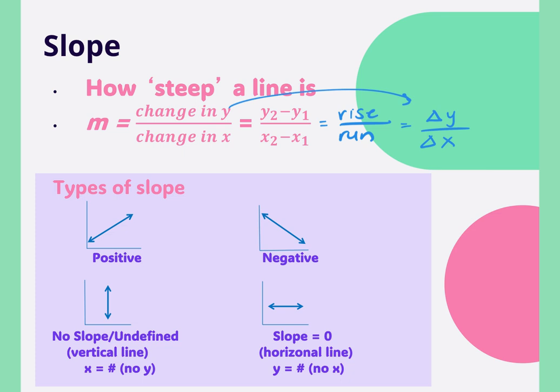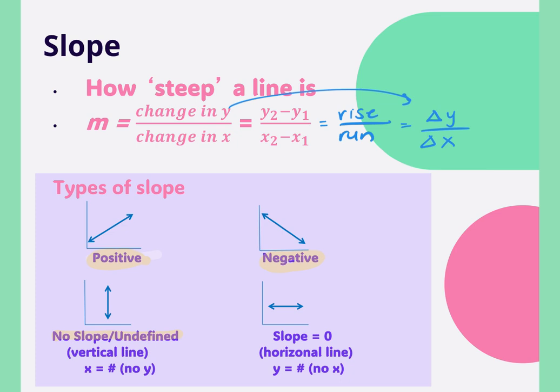There are 4 different types of slope. If it's rising as we move from left to right, it's positive. If it's falling as we move from left to right, it's negative. If it's straight up and down, there is no slope or undefined slope.